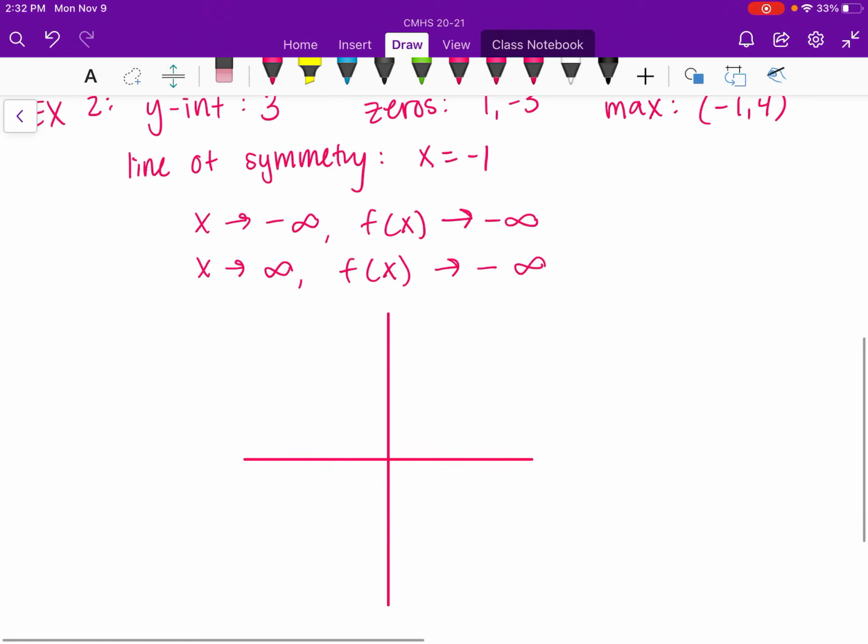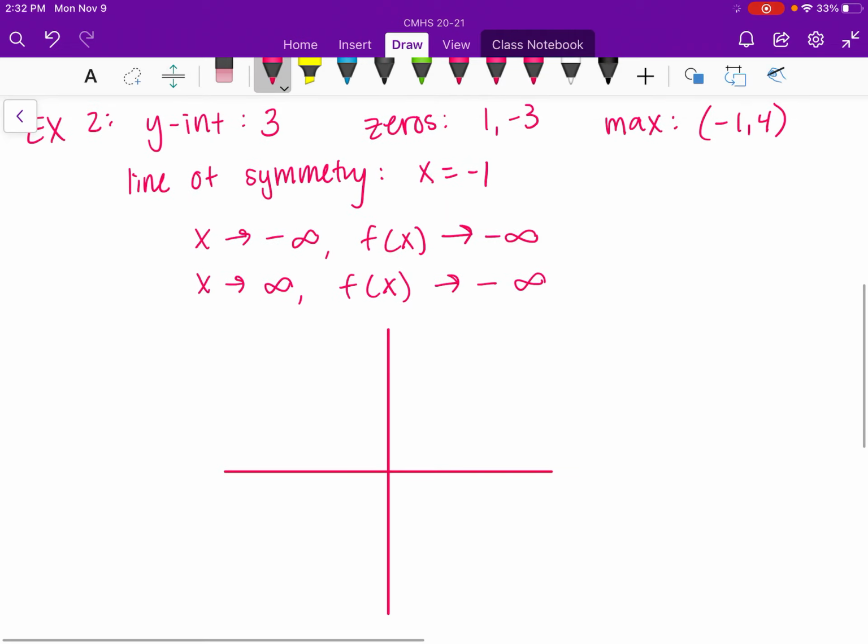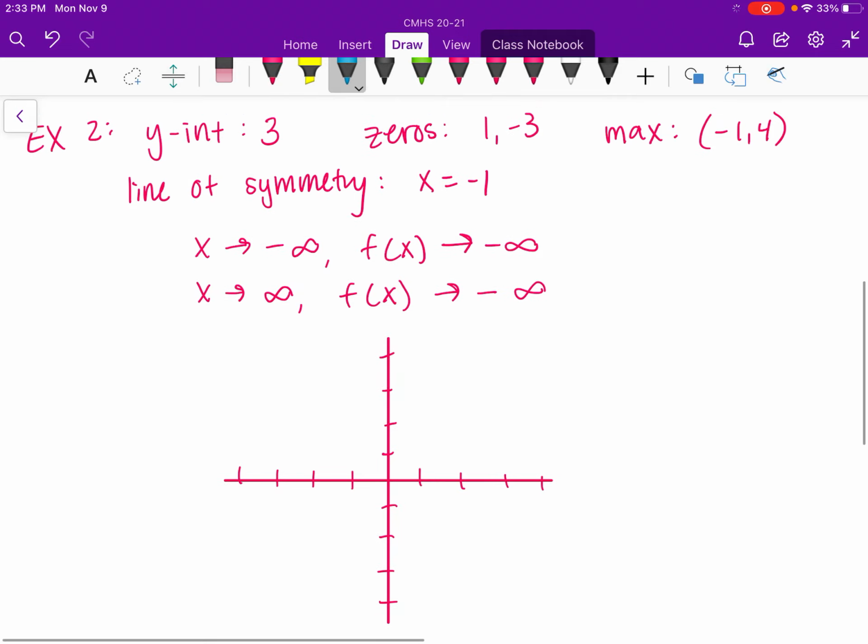Let's go ahead and make our graph. Since the max is at (-1, 4), we at least have to go to 4. So I'm going to go 1, 2, 3, 4. And after we have our graph ready, we can use our clues. So I'm going to go in order, 1 clue at a time. The y-intercept is +3, so the y-intercept is right here, +3. If you want, as we go through them, you can check them off. That way you know you did them already.